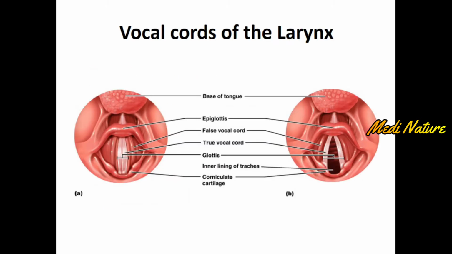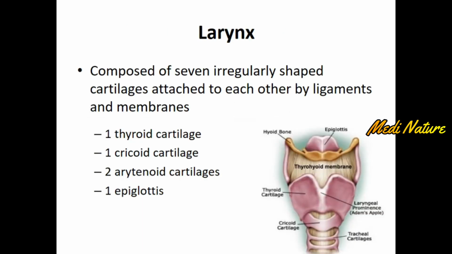So you can see in this image the glottis, the opening of the larynx through which the air goes up and down. And the glottis is surrounded by two sets of ligaments called true vocal cords and false vocal cords. And also the larynx is composed of 7 irregularly shaped cartilages attached to each other by ligaments and membranes.